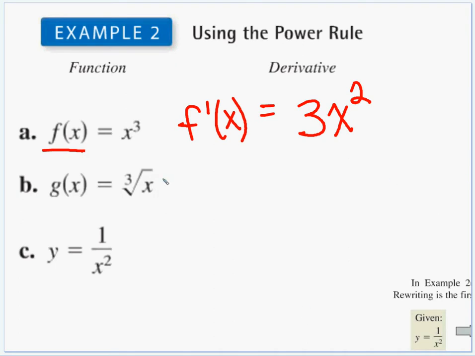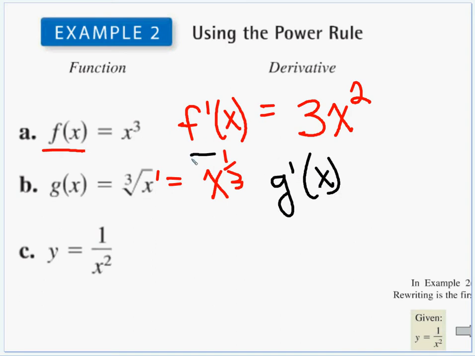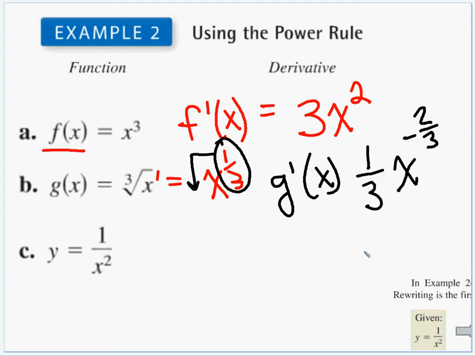Now this one, before we derive it, let's write it with a rational exponent. That would be x to the 1/3 power. That's supposed to be a 3, you get the idea. So here g prime, our derivative, we're going to bring the exponent down front. Now it's going to be 1/3 x. Now we got to drop the exponent by 1. 1/3 minus 3/3 is negative 2/3.